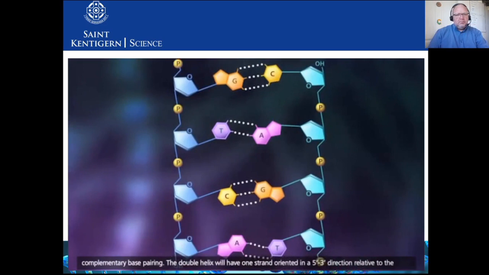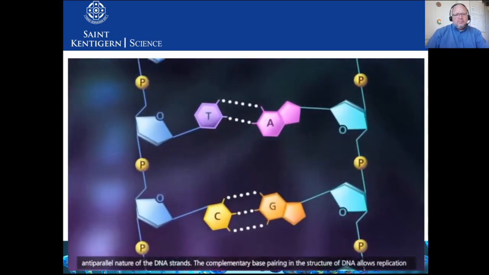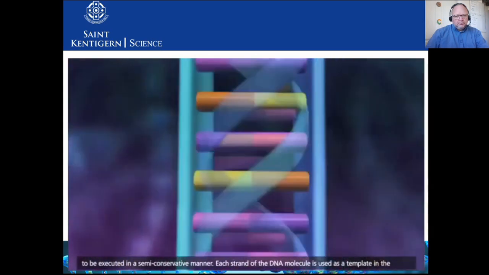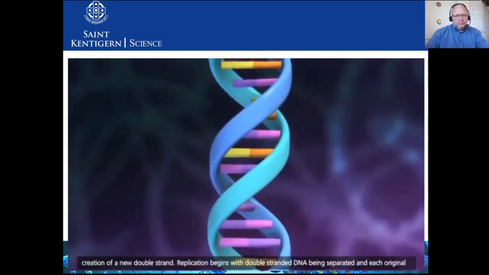The double helix will have one strand oriented in a 5' to 3' direction relative to the hydroxyl group of the deoxyribose sugar, and the other strand oriented in a 3' to 5' direction. This shows the anti-parallel nature of the DNA strands. The complementary base pairing in the structure of DNA allows replication to be executed in a semiconservative manner. Each strand of the DNA molecule is used as a template in the creation of a new double strand.